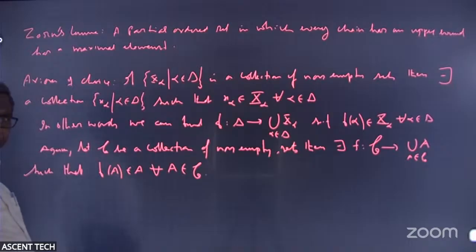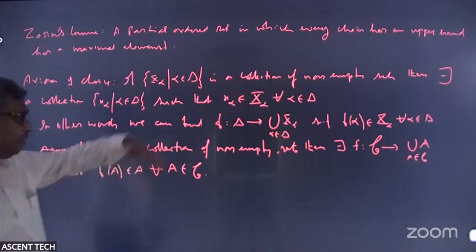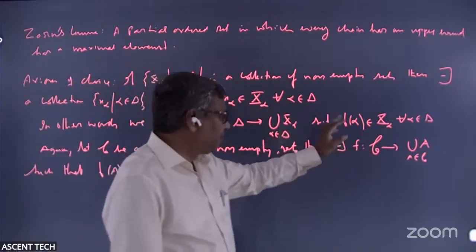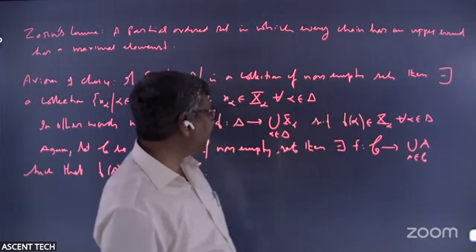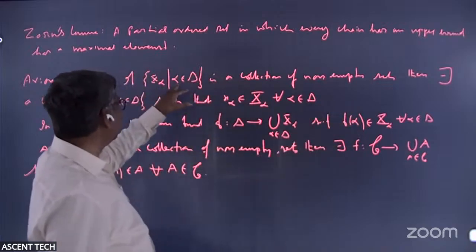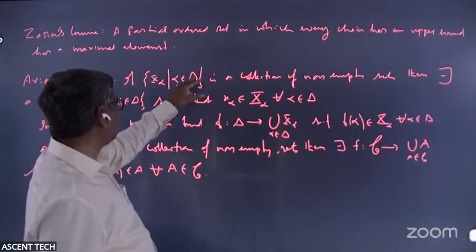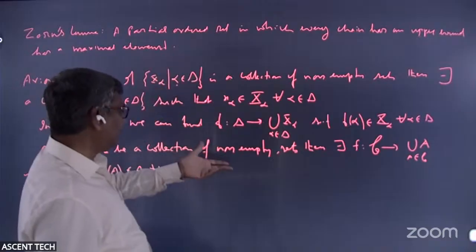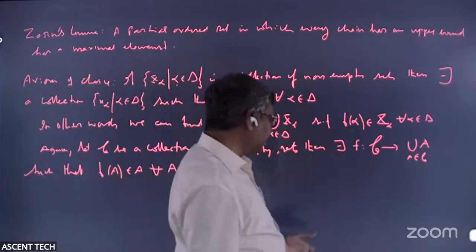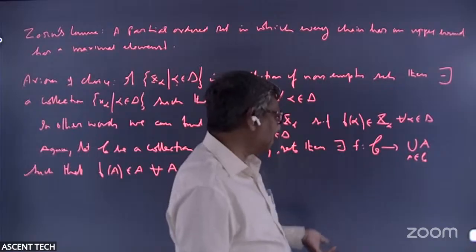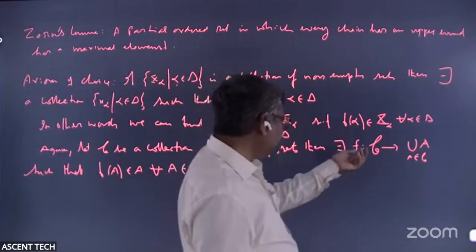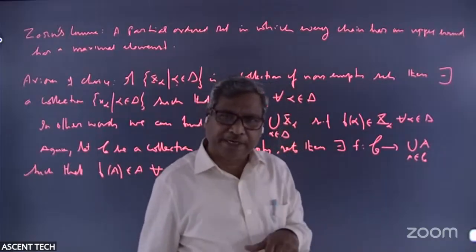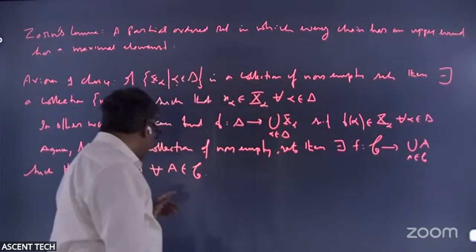So the collection has lots of sets in it, and the collection is indexed by the collection itself. Here, I have indexed this collection by some delta. For each alpha in delta, there is an X_alpha, and all these X_alphas are in this collection. In the same way, C is a collection of sets, and each set is indexed by itself. So for each set A in the collection, A is a non-empty set, and that non-empty set has an element in it, and that element is your f of A.